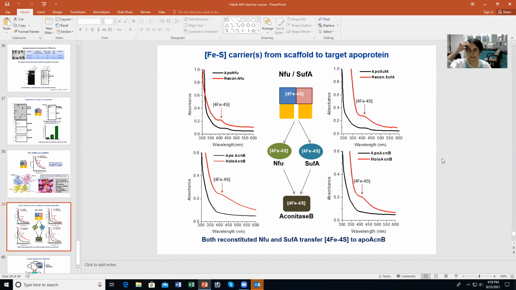So once the scaffold is assembled, you now need to transfer this cluster, which is already assembled over here, onto the target proteins. The question was, does this get transferred on its own directly, or do you need carrier proteins like these two mentioned here to transfer this cluster? To cut a long story short, we were able to show that the scaffold does not directly transfer 4Fe4S onto a target protein like aconitase, for instance, but requires either NFU protein or SUFE protein to carry out the transfer, and these serve as carrier proteins to transfer the cluster.